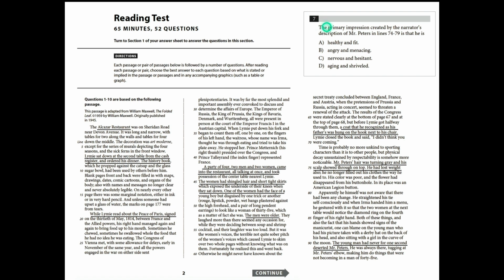Question number 7. The primary impression created by the narrator's description of Mr. Peters in lines 74 to 79 is that he is, well, we're going to forget about the word primary. That's another word that the SAT is throwing in to try to confuse us. We're going to read the question as the impression created by the narrator's description of Mr. Peters in lines 74 to 79 is that he is, well, we're going to go down and read 74 to 79.